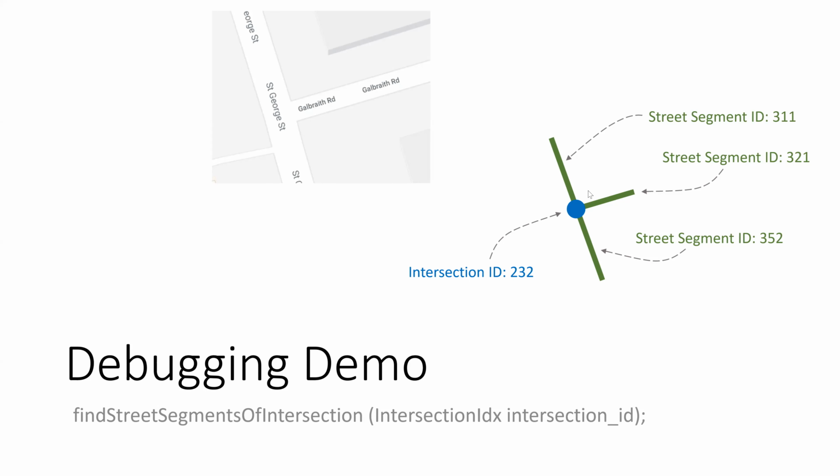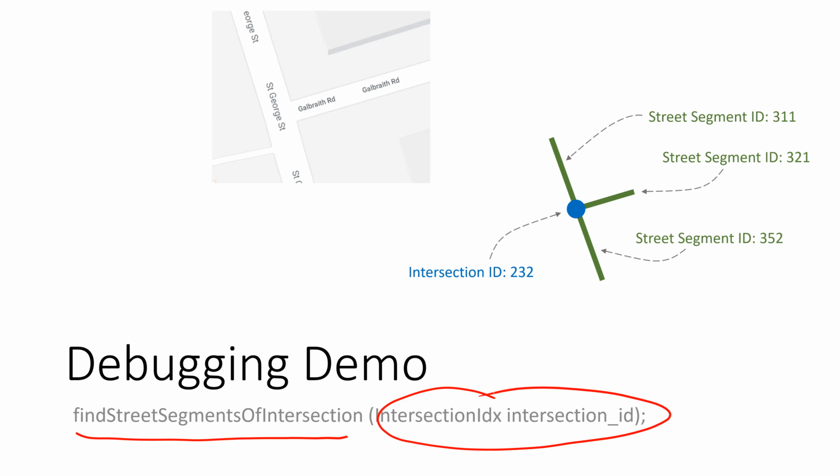Okay, so remember the function we wrote last week? It was one of your milestone one functions: find street segments of intersection. We passed in an integer ID of an intersection, maybe 232, and you were supposed to make a vector of the street segment IDs, a bunch of integers connected to that intersection. In this case, we should make a vector with 3 numbers in it. Everybody remember this? This is the one milestone function everybody should get right.